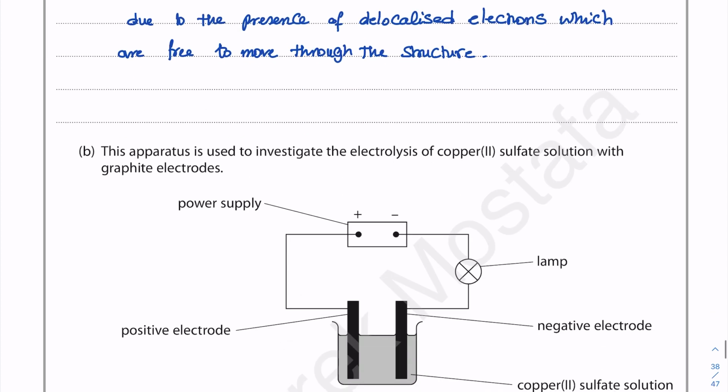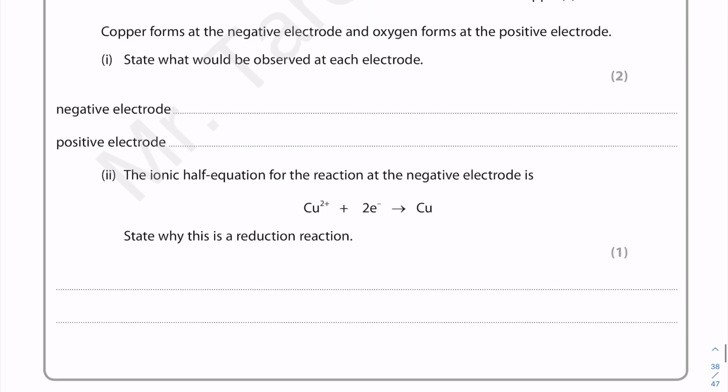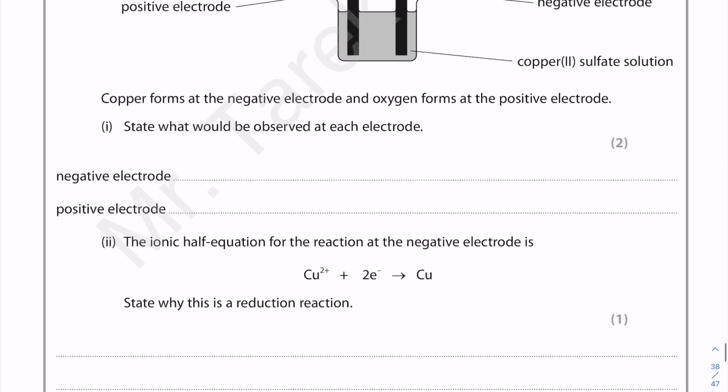طيب بعد كده هنا the apparatus is used to investigate the electrolysis of copper 2 sulfate using graphite electrodes. Copper formed at the negative electrode and oxygen formed at the positive electrode. State what be observed at each electrode.